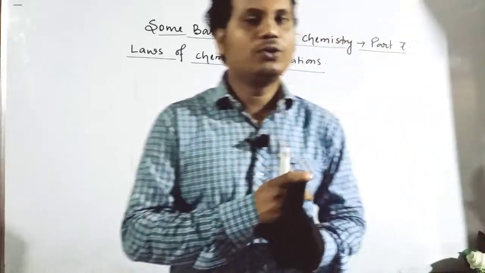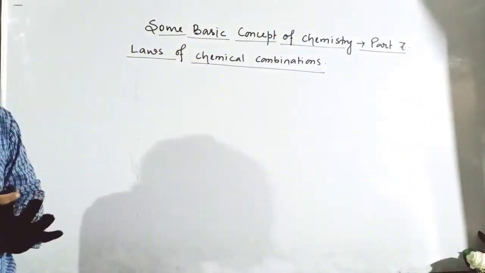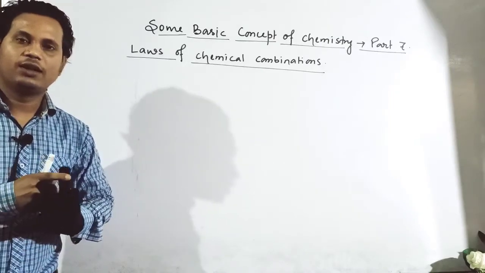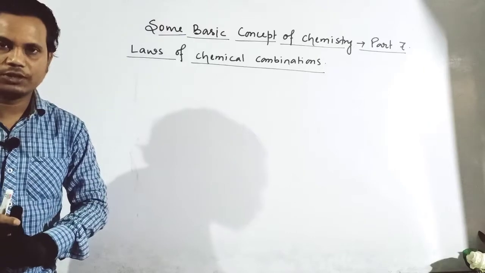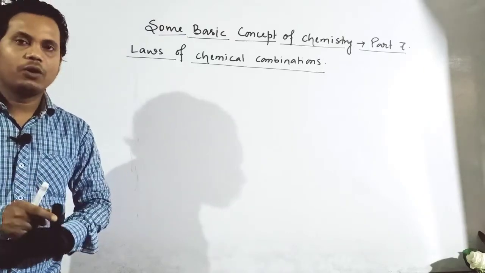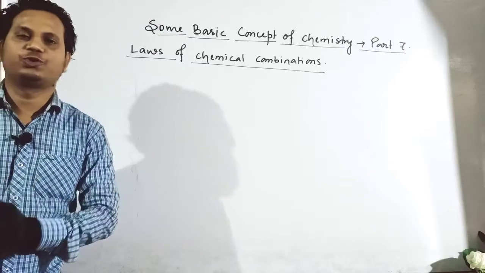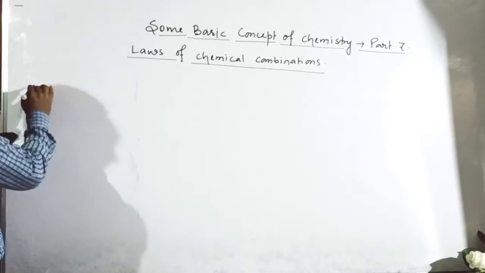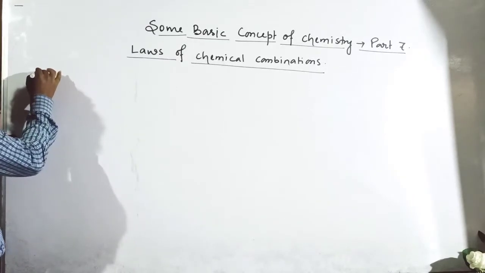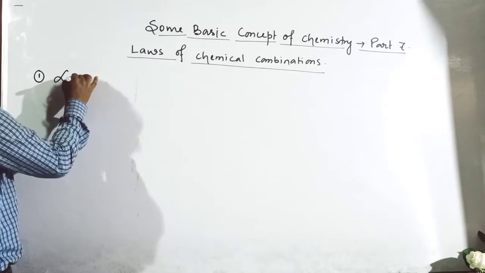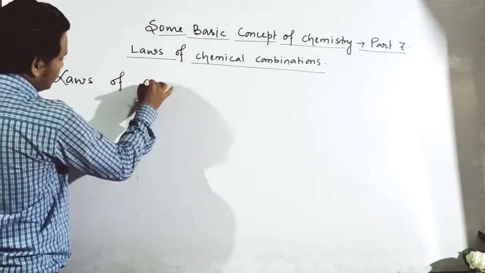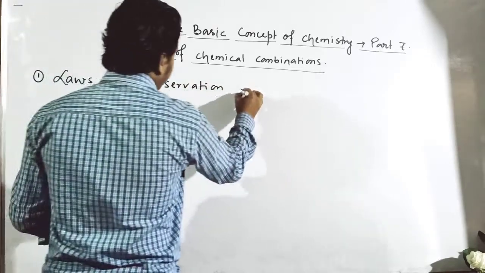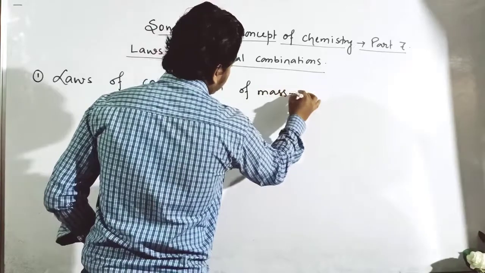First, law of conservation of mass. Second, law of definite proportion. Third, law of multiple proportion. Fourth, Gay-Lussac's law. And the fifth one is Avogadro's law. These 5 laws we will discuss in this video. So first is the law of conservation of mass.